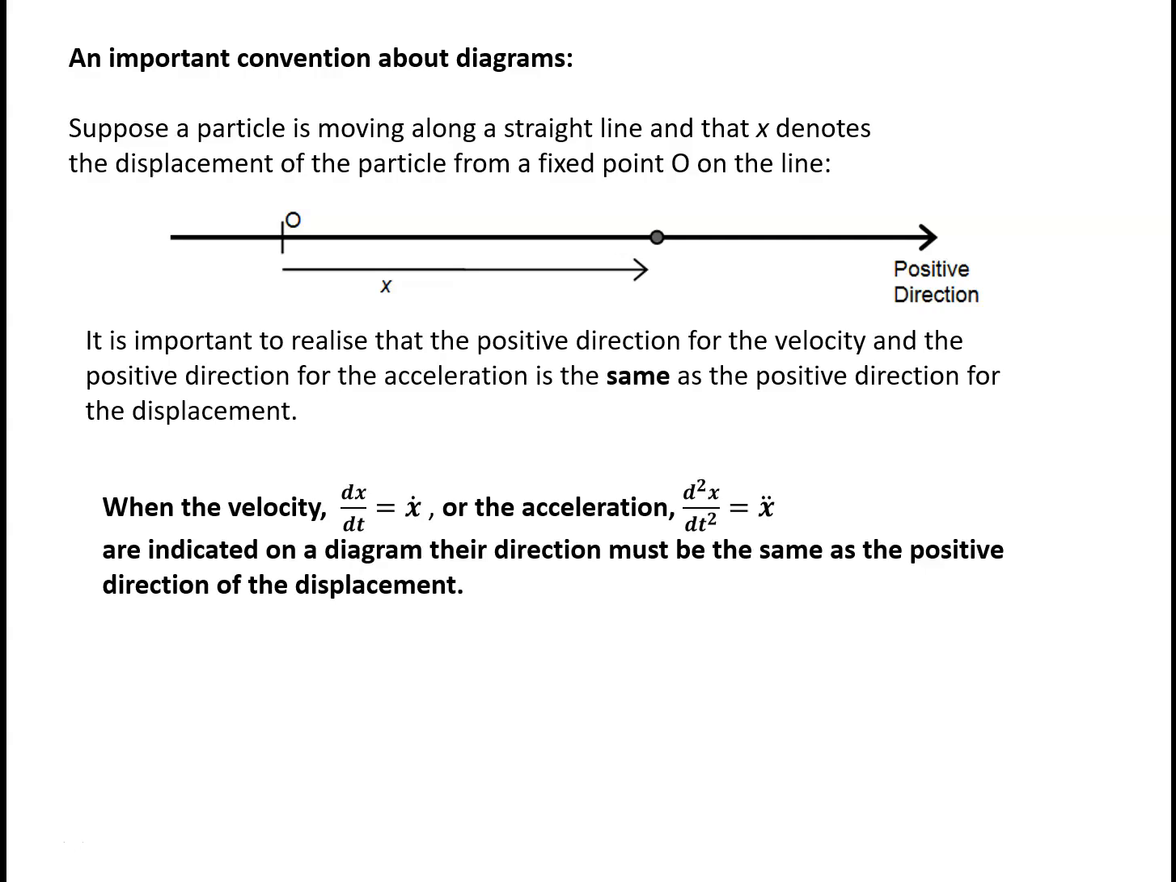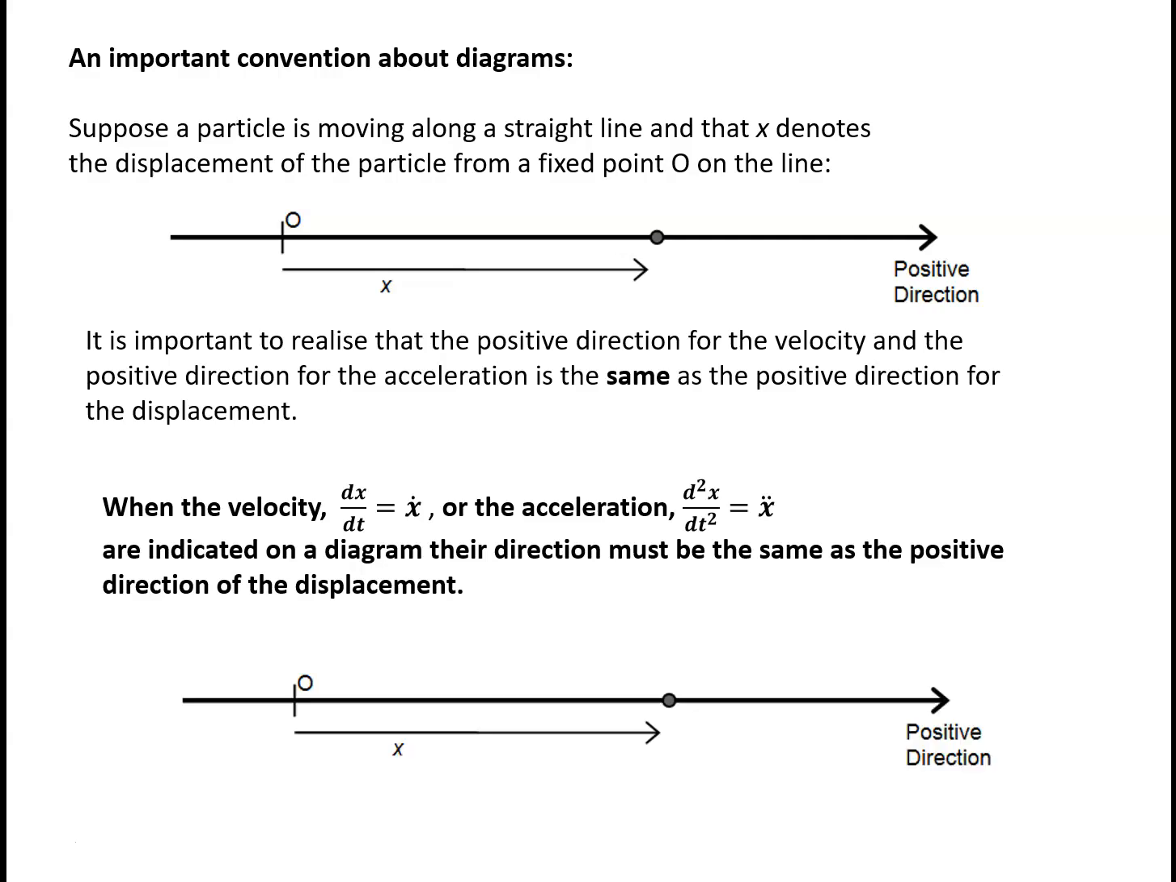So if the velocity is written as dx by dt or x dot, and the acceleration is written as d2x by dt squared or x double dot, and they are indicated on the diagram, their directions must be the same as the positive direction of the displacement. Like this.